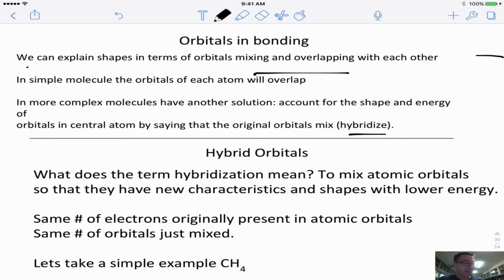And so when we hybridize, this will account for the shape of the new orbitals and accounts for the lower energy of the new orbitals. And that's really what we're trying to do, is we're trying to account for the shapes that we see in these molecules. So, let's talk about what a hybrid orbital looks like and what the process is that happens when things hybridize.